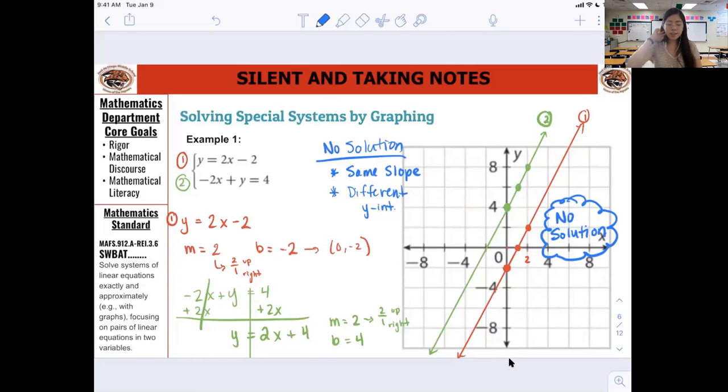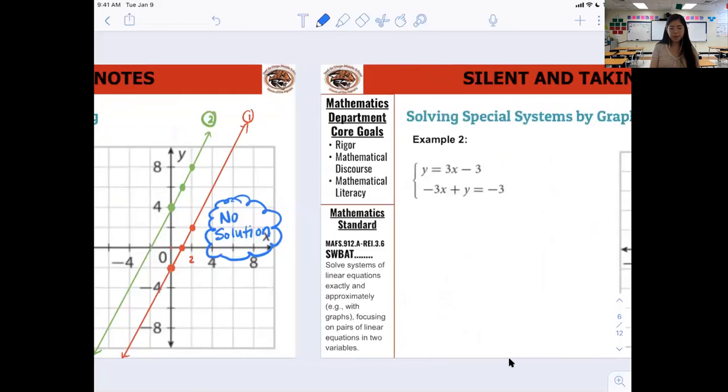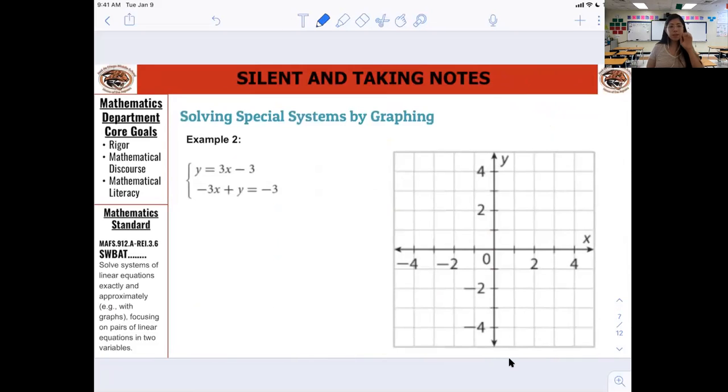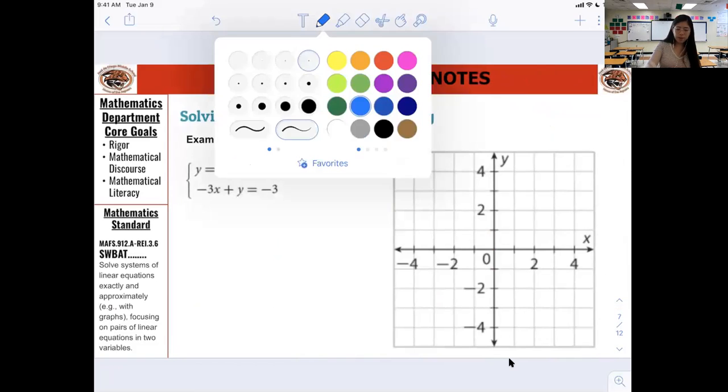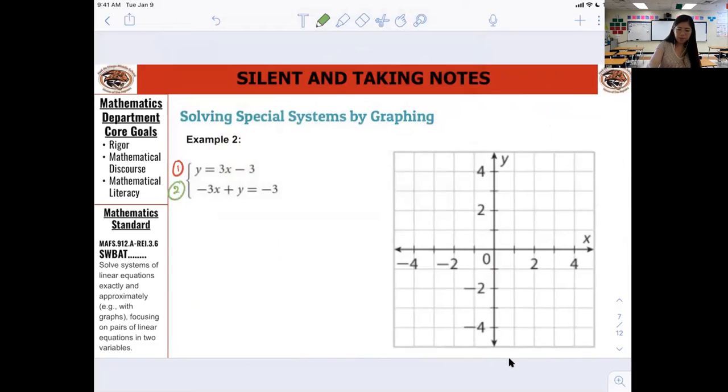Okay, so that's one special case. Now let's look at a different special case. Same thing as before, figure out the slope and the y-intercept. Actually, let's do this one together. For number 1, my slope is 3. My y-intercept is -3. So I go to the -3, and where do I go from there?